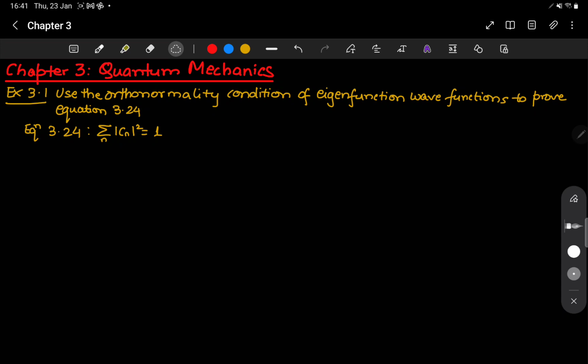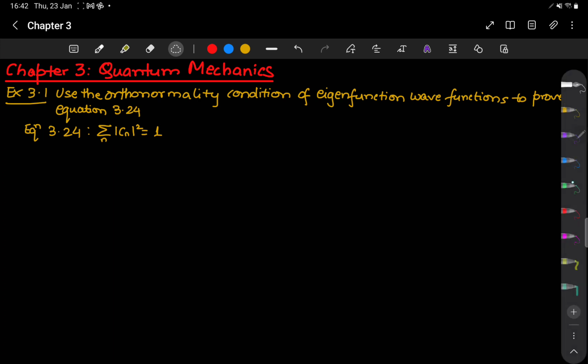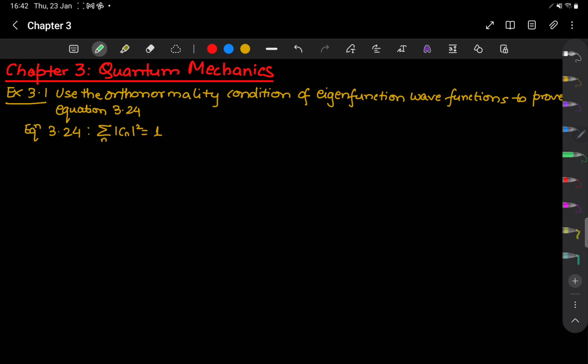It says, use the orthonormality condition of eigenfunction wave functions to prove equation 3.24. And just for you, I have written down equation 3.24 of the book over here. So this is summation over n of mod Cn squared equals 1. And we need to prove this equation. Now, I need to provide some context of this equation, what this equation means, where it comes from, and what is the background and context of this equation.